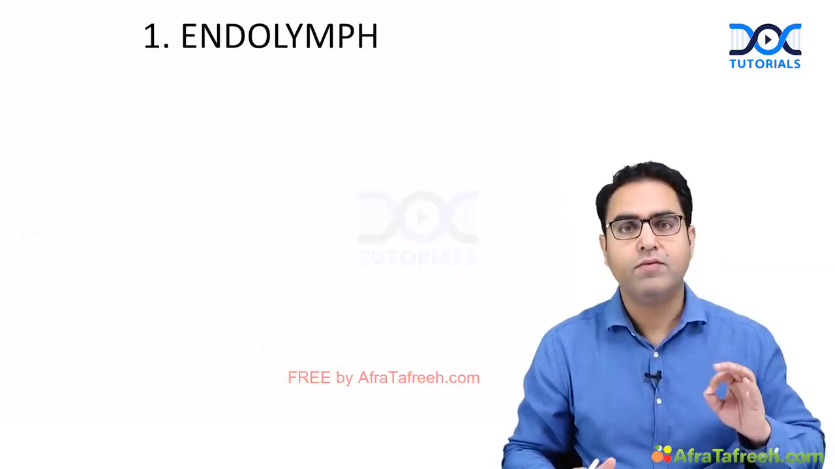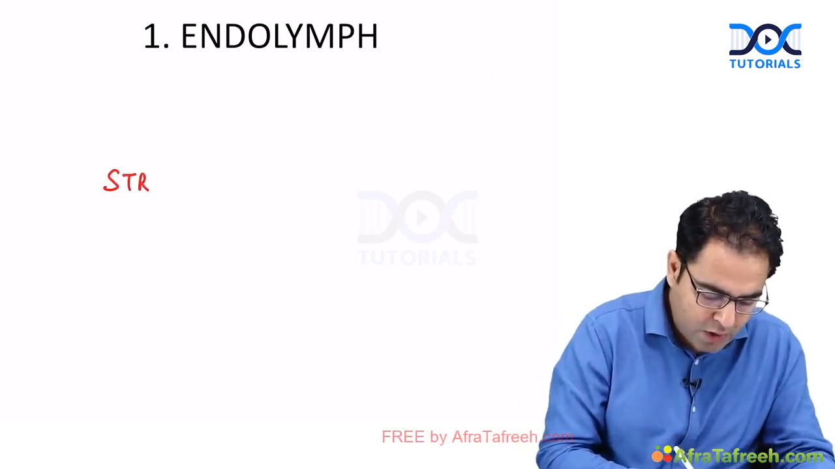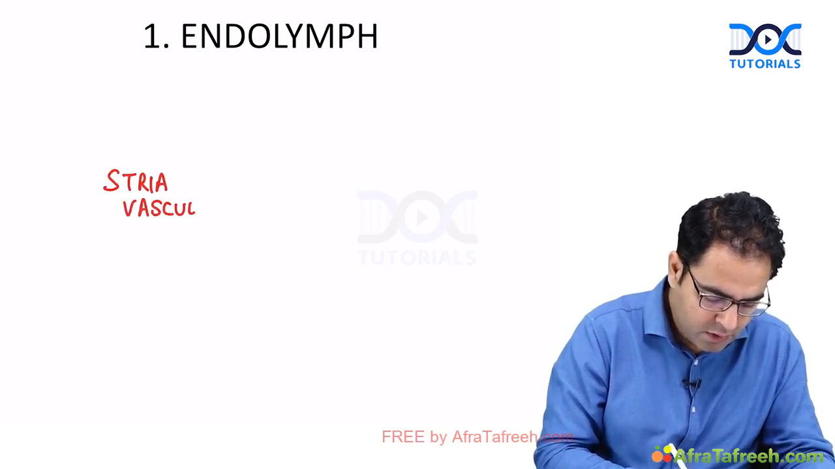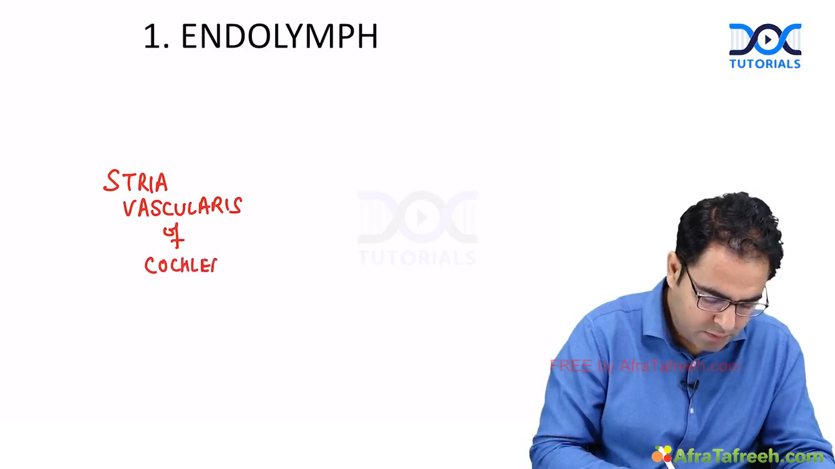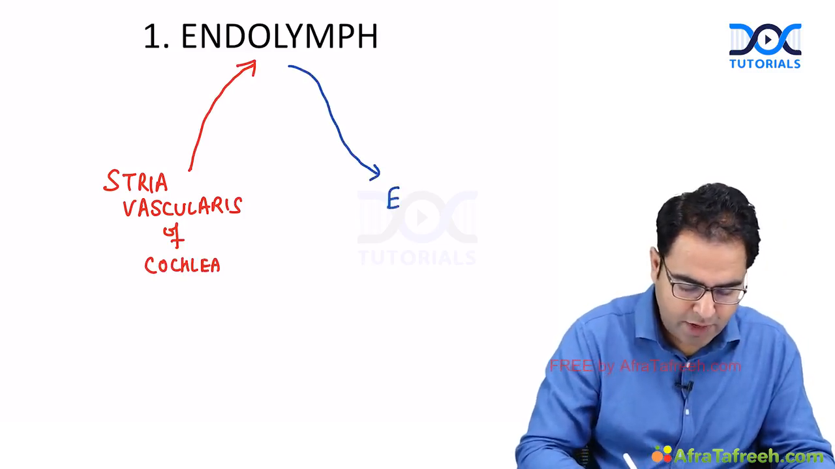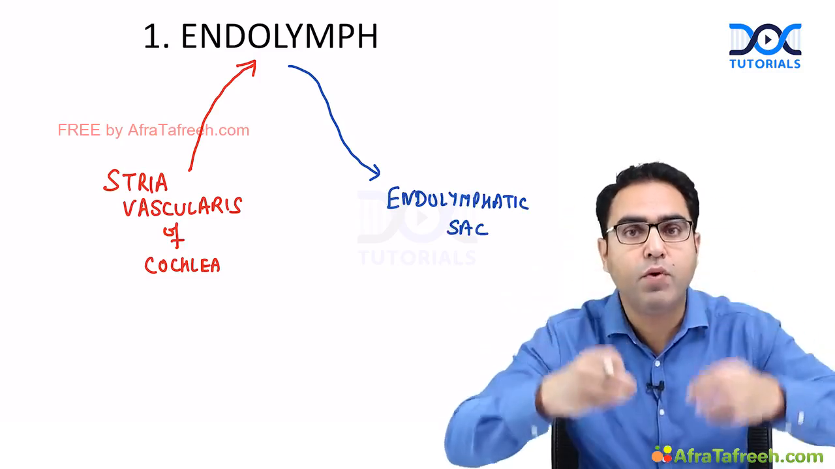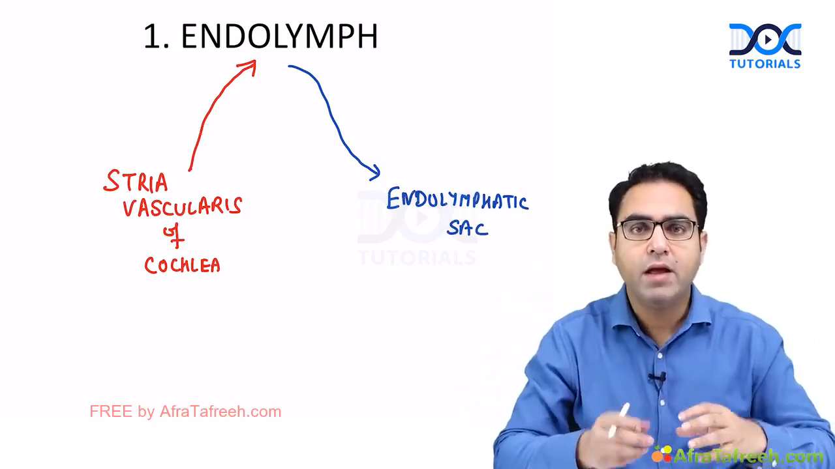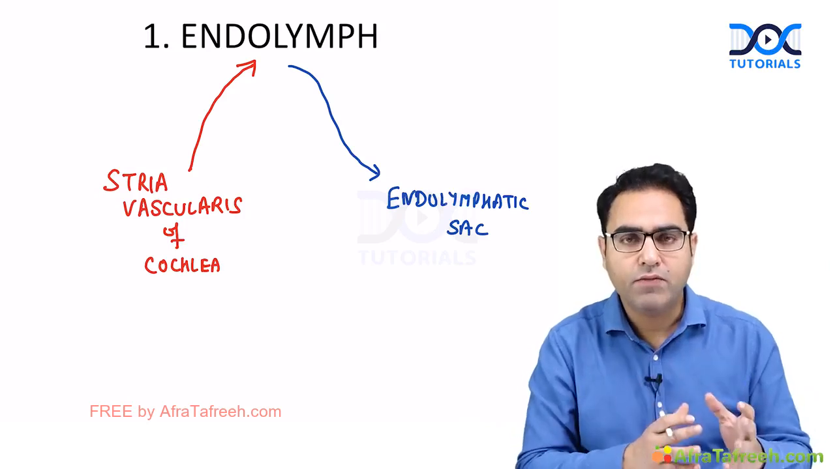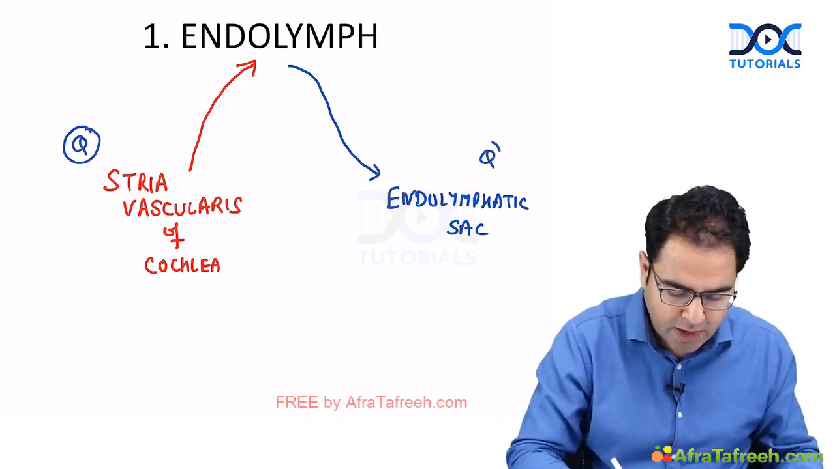Now, let us discuss these fluids individually. Number 1, endolymph. Endolymph is produced by the stria vascularis of the cochlea, and it is absorbed by the endolymphatic sac, which is a part of the inner ear only. Endolymph is the own fluid of the inner ear. It is produced by the inner ear, absorbed by the inner ear. Endolymph is produced by the stria vascularis of the cochlea, absorbed by the endolymphatic sac.